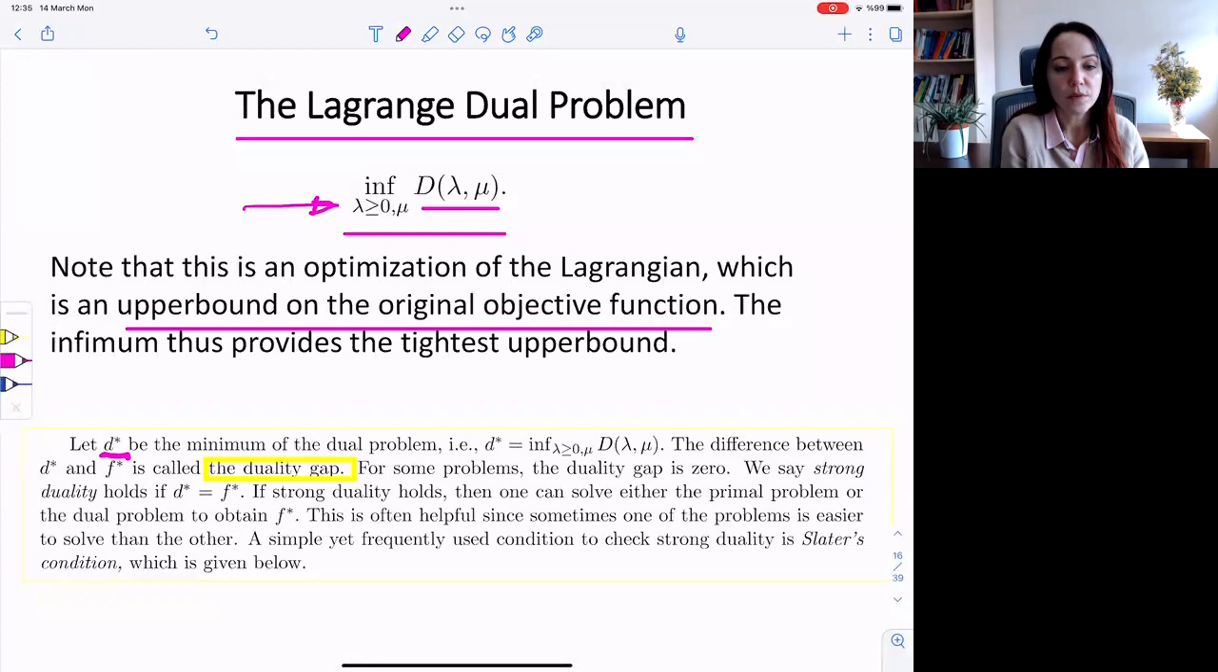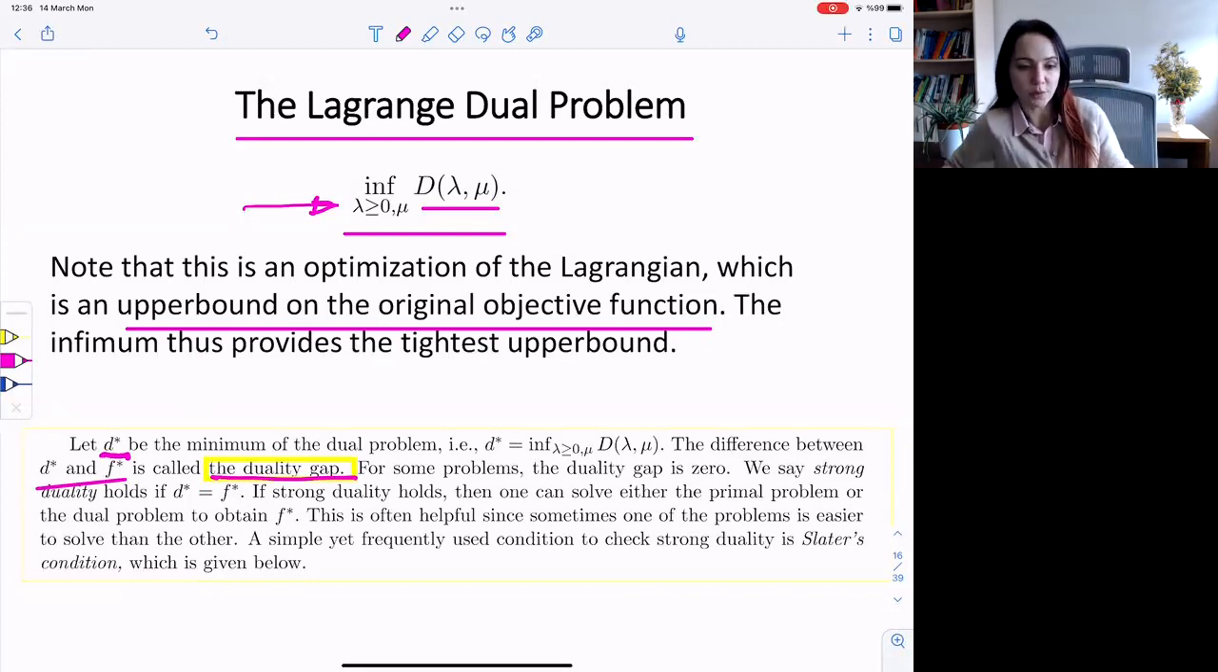The difference between d star and f star is called the duality gap. Okay? For some problems, the duality gap is 0. We say strong duality holds if the duality gap is 0. In that case, one can either solve the primal problem or the dual problem to obtain f star. This is helpful as often one of the problems is easier to solve than the other.